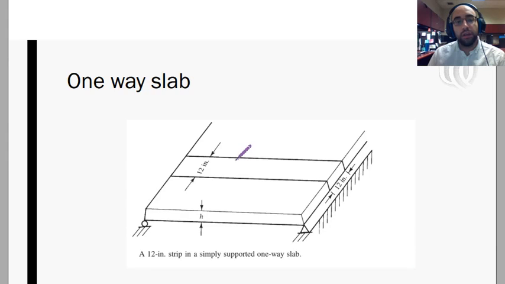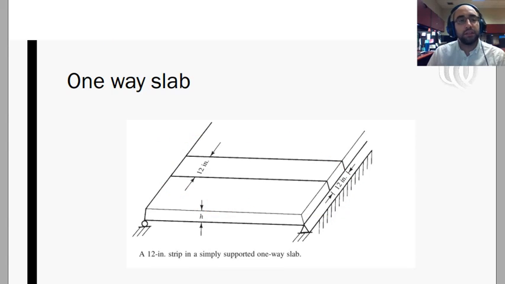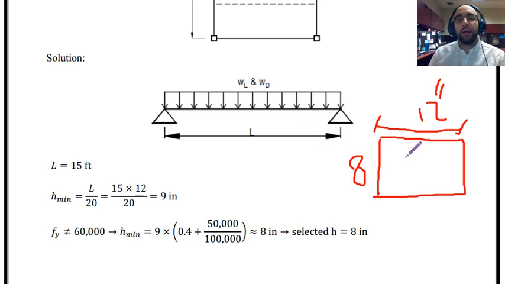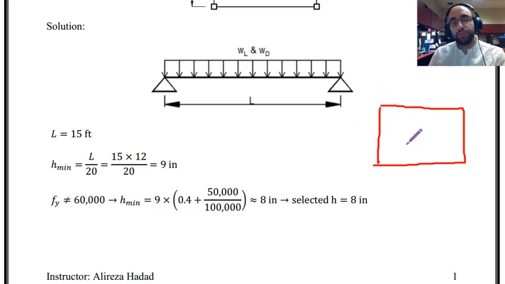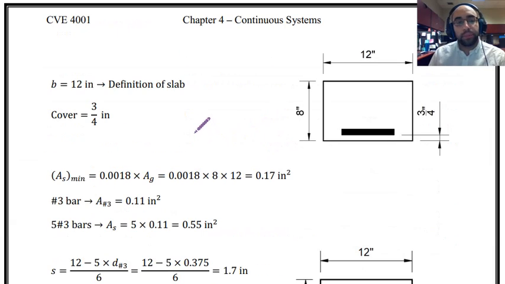We talked about it over here, as you can see, this is the discussion that we had during the presentation. You can go back and look at that to review that discussion. But whenever we are designing a slab, width is equal to 12 inches. Height is something that we found over here. And now this is the section, and we are going to add more details to this section. So B is equal to 12 inches based on the definition of a slab.